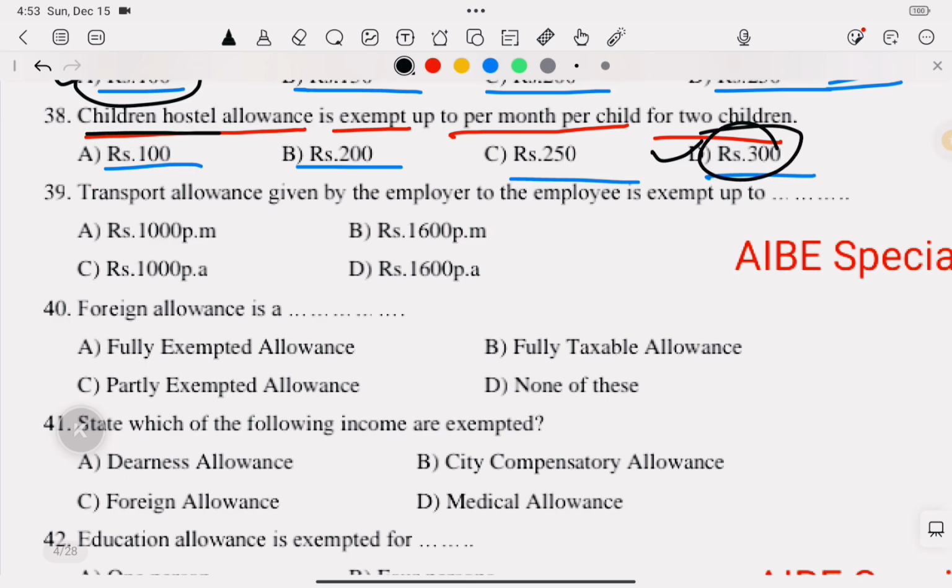That means children hostel allowance is exempt up to rupees 300 per month per child for 2 children. So in this case the correct option would be option D.